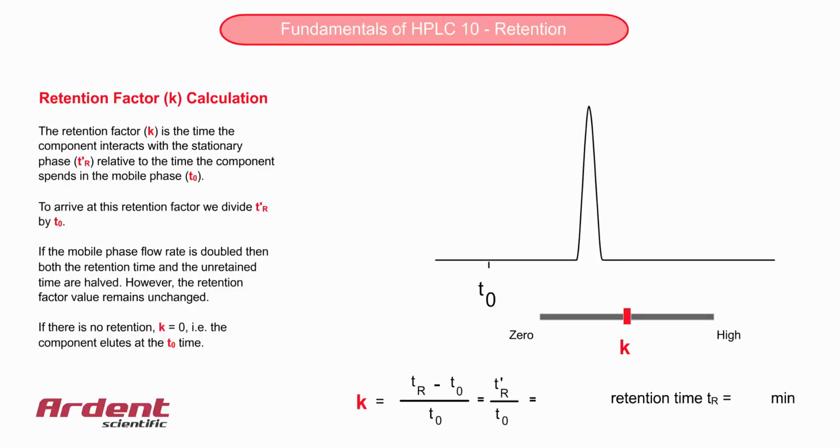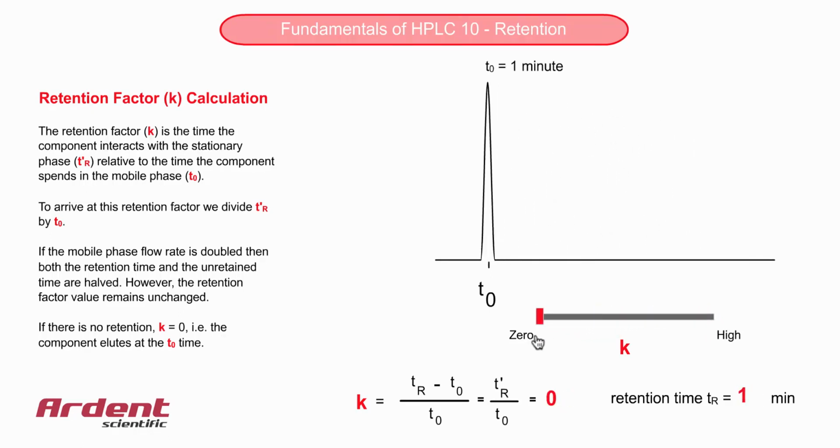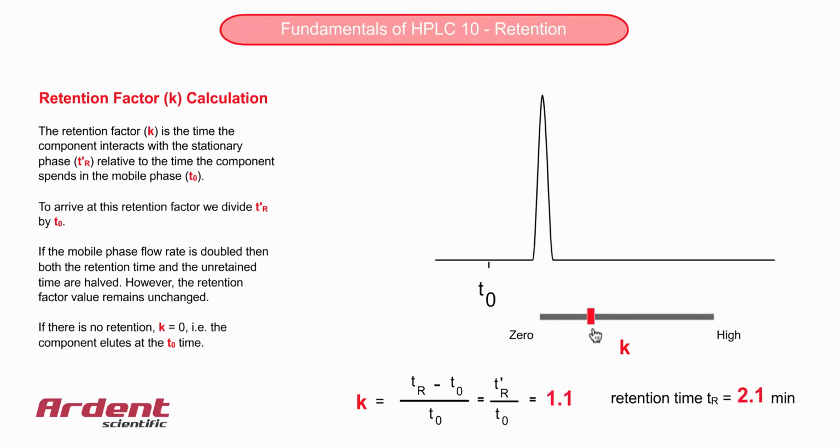A common term used in HPLC is the retention factor. So let's define this term. The retention factor, k, is the time the component interacts with the stationary phase, which is the adjusted retention time, relative to the time the component spends in the mobile phase, which is the unretained time. It is a ratio of the component interaction time over the unretained time.